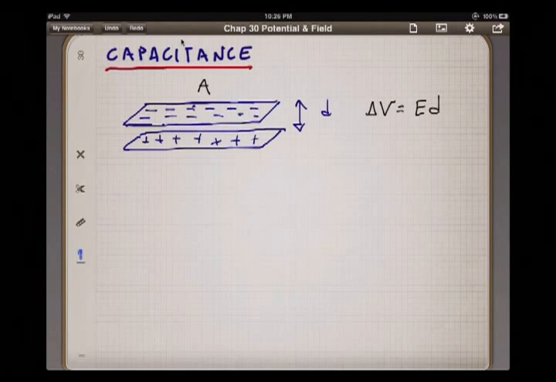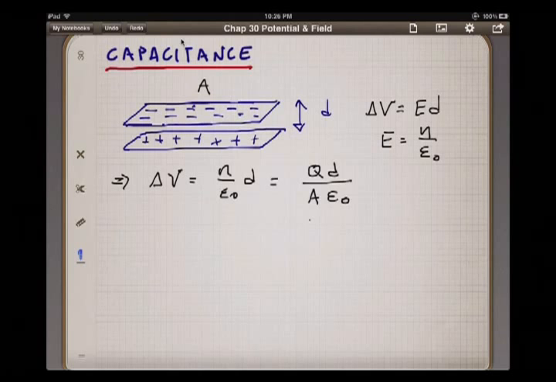So the difference in potential of those two plates is given by the electric field between the plates multiplied by the distance between them. The electric field for a capacitor, we know that is eta, the surface charge density, divided by epsilon 0. That gives you that the difference in potential between the two plates is equal to eta divided by epsilon 0 times d. Now eta is the surface charge density, so it's Q divided by A, multiplied by d and epsilon 0.